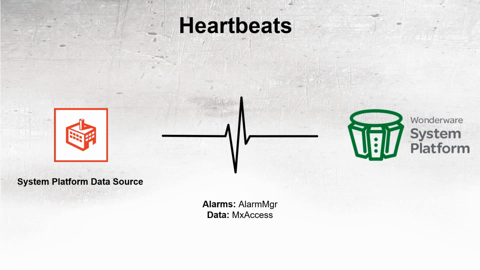The System Platform data source is very similar, except the only difference is that we're getting data through the MX Access connection, not SweetLink. So we're still getting alarms from Alarm Manager with System Platform, but all the data goes through an MX Access connection. So we still have the heartbeat suspension with System Platform. It's the same exact mechanism that I was just talking about, but it's System Platform instead.